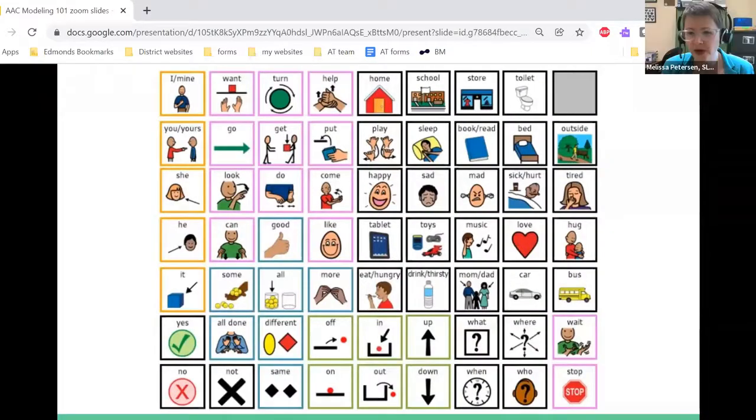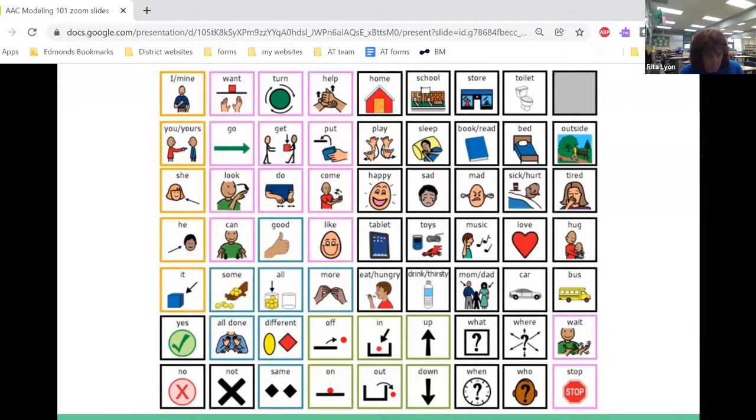Ooh, I hear someone not muted. There we go. All right, this what we're looking at right here is our district core board. And oh, I hear feedback again. If you are unmuted, please mute yourself because I think that's why that's happening.